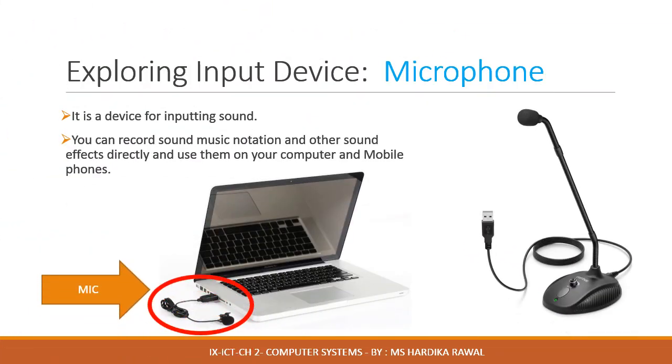Next device is the microphone or the mic, as you may say. We all are very familiar with this device. A microphone is a device for inputting sound. You can record sound, music, narration and other sound effects and directly use them on your computer. You have desktop microphone or ones with the headset and earphones. The collar mic and the handheld mic are also the example of a microphone. There is also a mic in the earphones which you use to hear the songs and talk to someone over the phone.